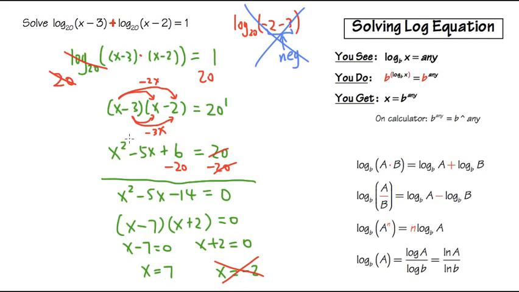And when you plug in 7 into this x, 7 minus 3 is positive 4. When you plug in 7 into this x, 7 minus 2 is positive 5, so they are okay. Therefore, the answer is x equals 7, and that's it.